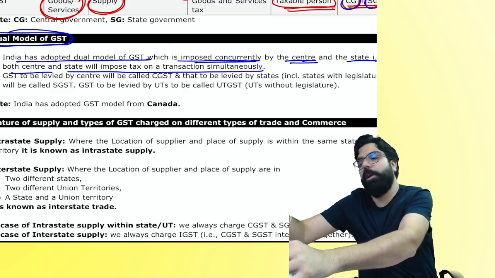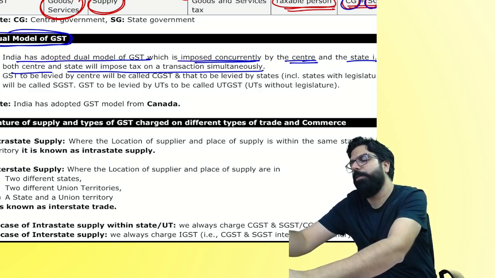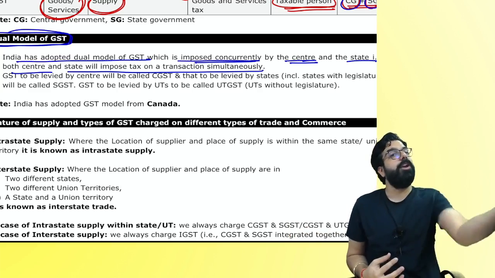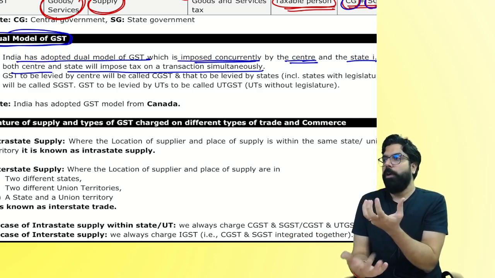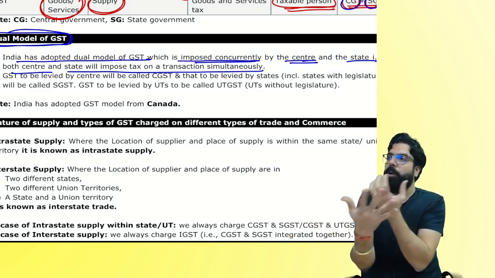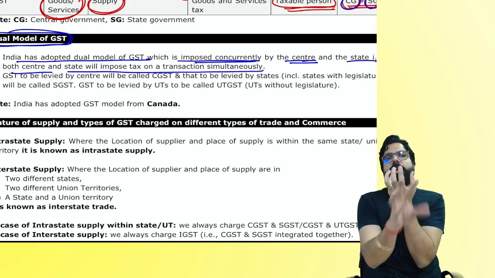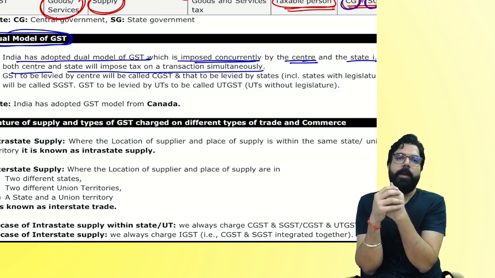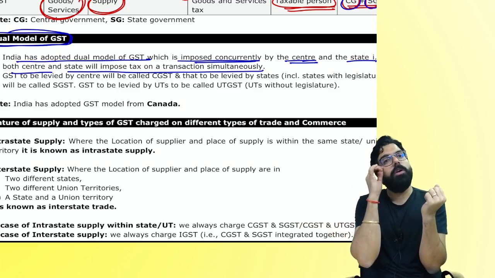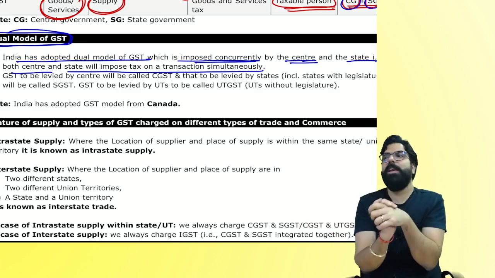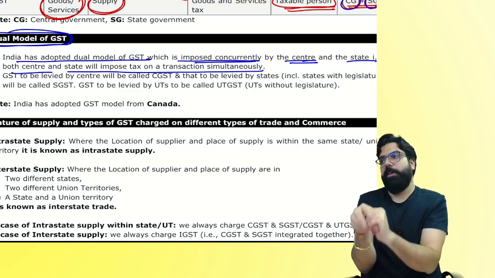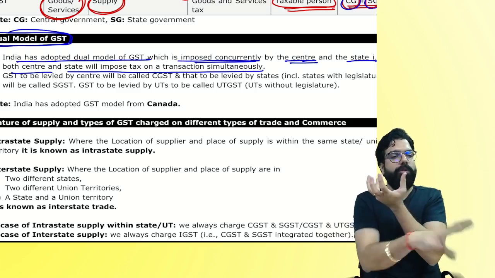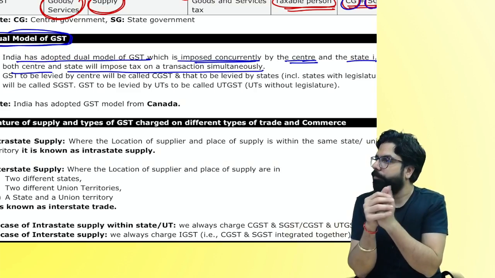What is the national model? I'll explain what the national model is. National model means what happens? The central government collects the whole GST. Whenever anything is sold, who will collect? Central government. And they will distribute to the states who need the tax. In India also, they had thought on a national basis, we will adopt GST, wherein central government will collect and they will distribute to the states who need the tax.